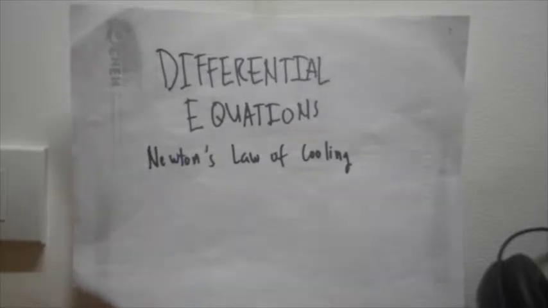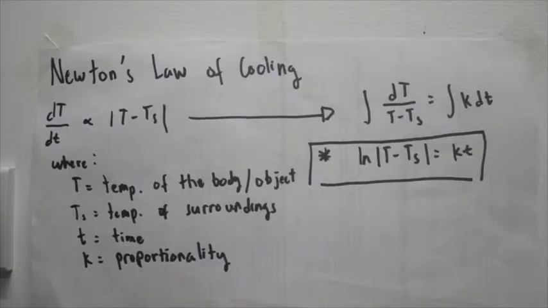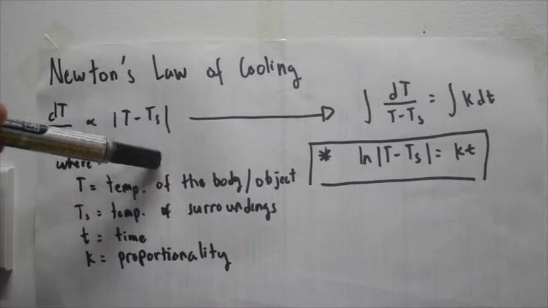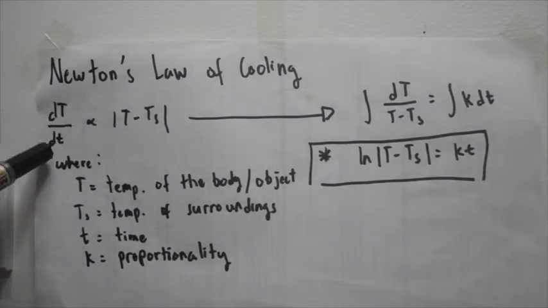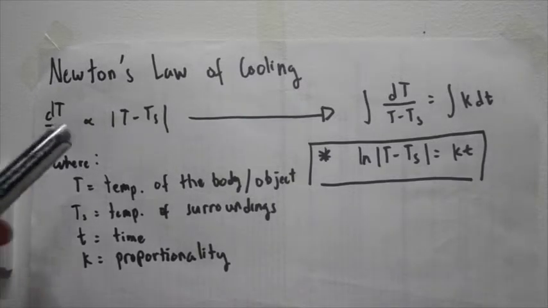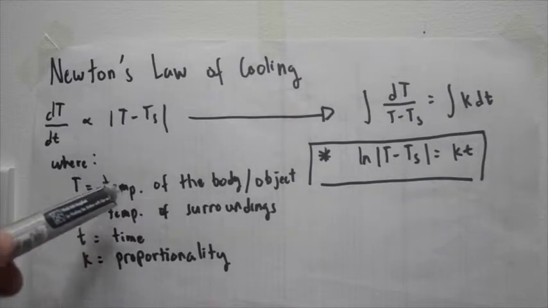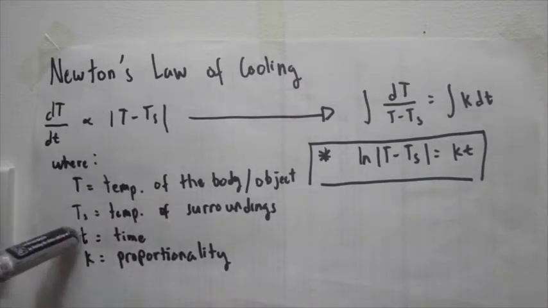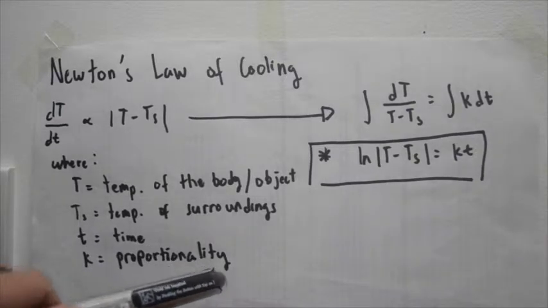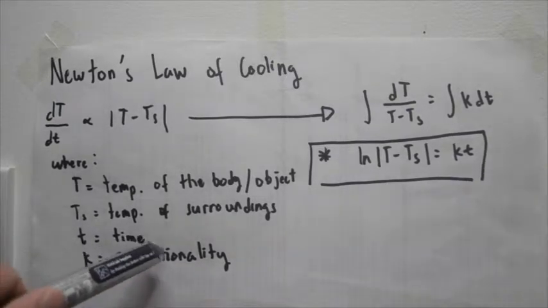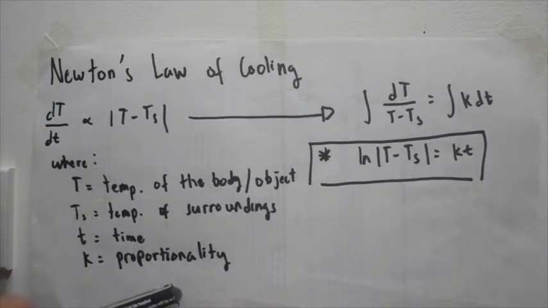So, for today, I'll discuss a topic about differential equations involving word problems, especially Newton's law of cooling. Newton's law of cooling is based on this proportionality equation. dT over dt is proportional to T minus Ts, where T is equal to the temperature of the body or object, Ts is equal to the temperature of the surroundings, t is equal to the time, and k is the proportionality constant.